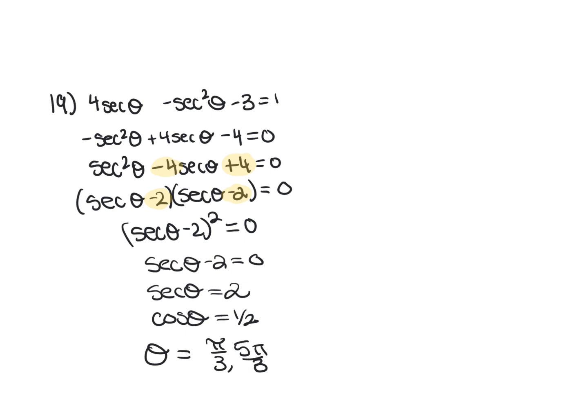Let's try one more. Let's do 25. So 3.0275 equals 1 minus 1/4 tan theta.